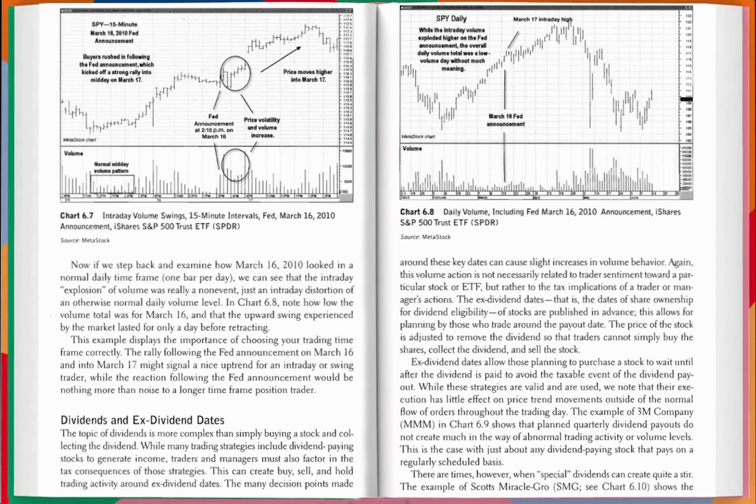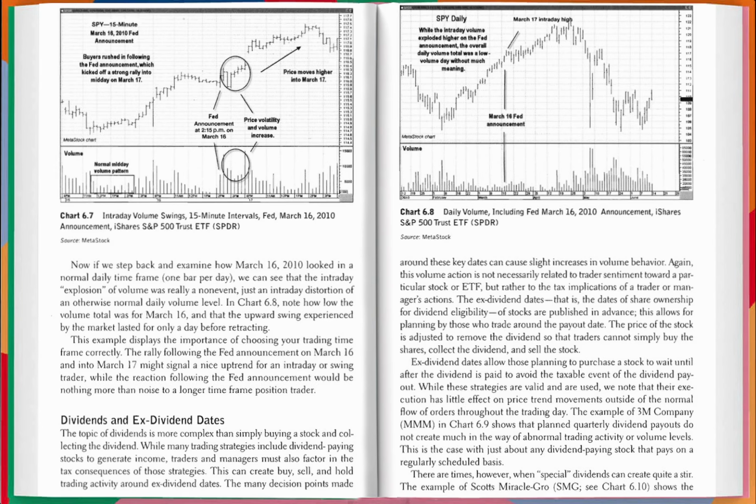The ex-dividend dates, that is, the dates of share ownership for dividend eligibility of stocks, are published in advance. This allows for planning by those who trade around the payout date. The price of the stock is adjusted to remove the dividend so that traders cannot simply buy the shares, collect the dividend, and sell the stock. Ex-dividend dates allow those planning to purchase a stock to wait until after the dividend is paid to avoid the taxable event of the dividend payout.